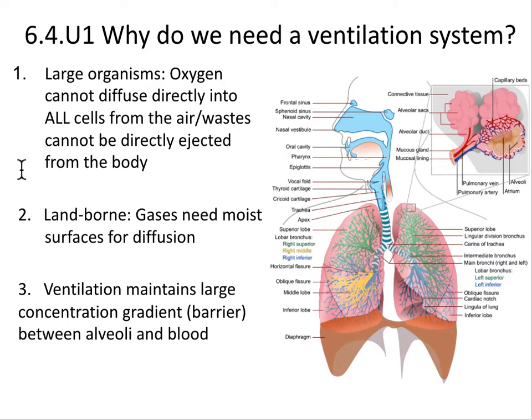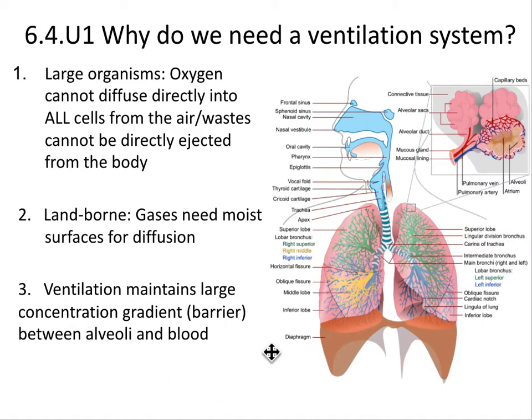Also, because we're land-borne organisms, we need moisture in order to make our lungs work. The surfaces of the cells need to be moist in order for diffusion of the gases to go in and out of those cells. Because we are land-borne organisms, our ventilation system is inside of us to keep us moist, unlike a fish who is in the water.